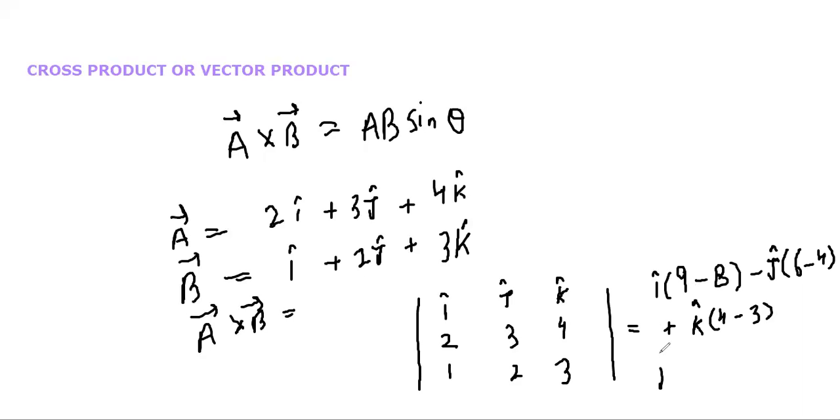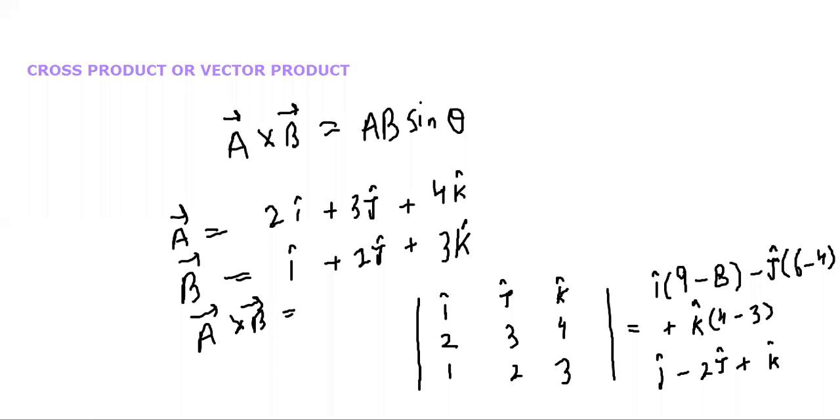So you get 9 minus 8, 1. That is i cap. 6 minus 4 is 2, so you get minus 2j cap. And 4 minus 3 is again 1, so you get k cap. This is the value of A cross B. This is the way how you find A cross B. If the angle is given to you, you have a different method. You have to find the magnitude of A, the magnitude of B, and just put the values and do A cross B.